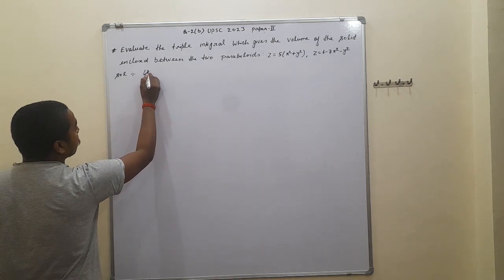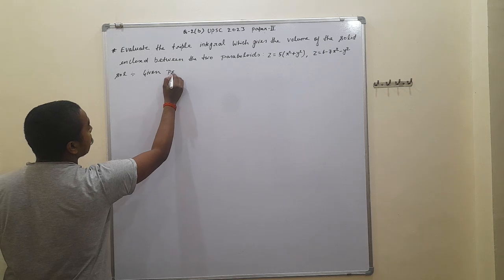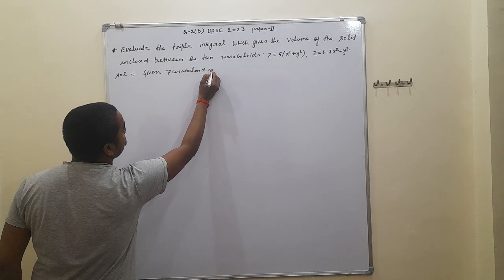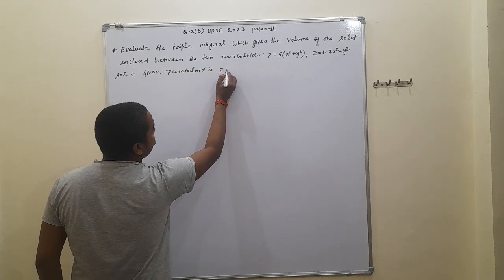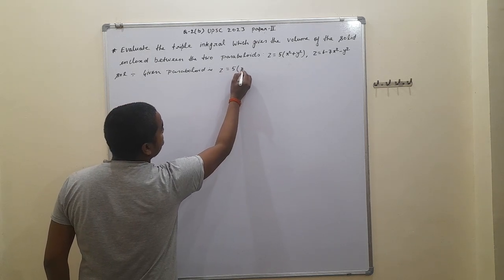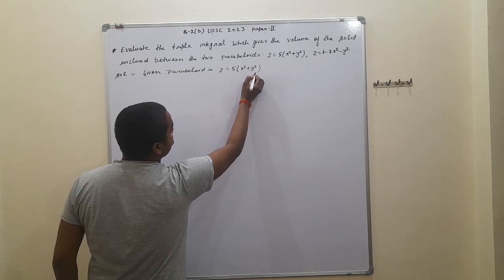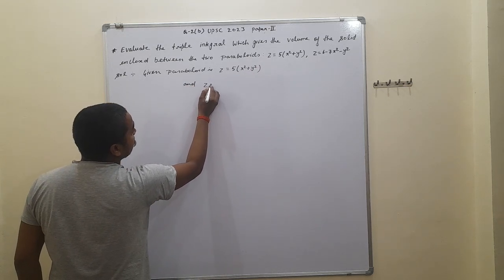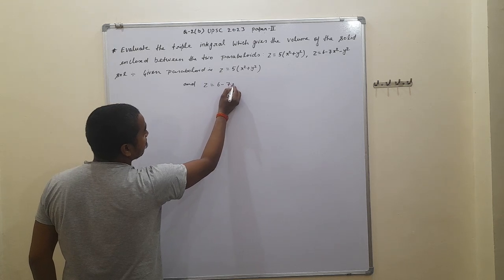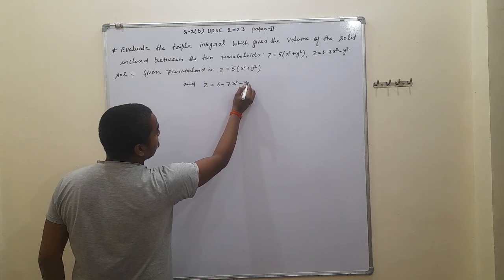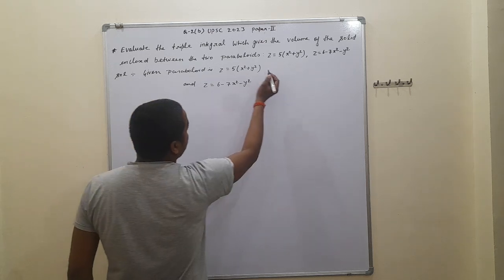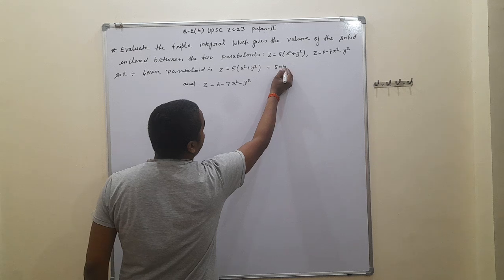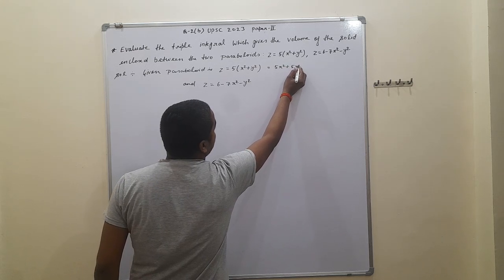Given paraboloids are z is equal to 5x square plus y square, and z is equal to 6 minus 7x square minus y square. We can also write the first paraboloid as 5x square plus 5y square.